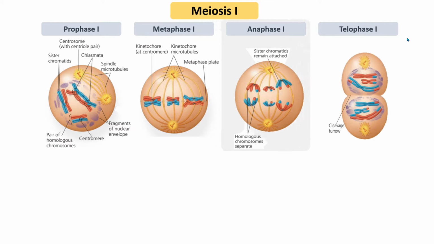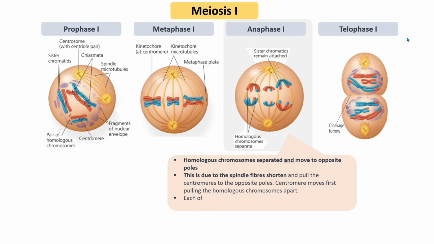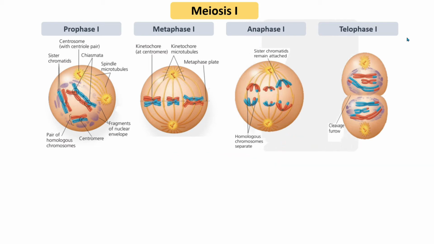In anaphase 1, homologous chromosomes separate and move to opposite poles. This is because the spindle fibers shorten and pull the centromeres to the opposite poles. The centromere moves first, pulling the homologous chromosomes apart. Each of the chromosomes still consists of sister chromatids connected at the centromere.